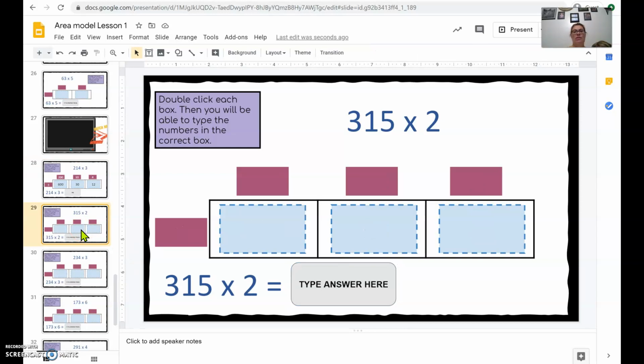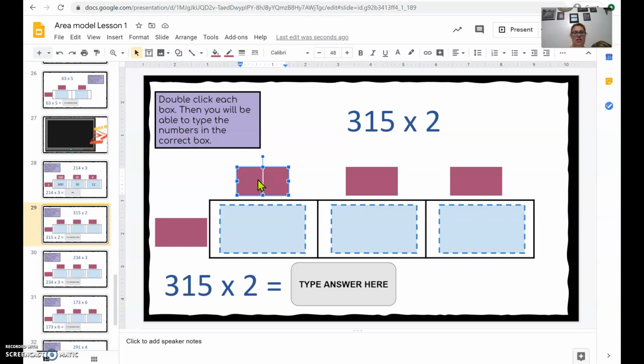Here we have 315 times 2. So I'm going to break up my 300 plus 10 plus 5 times 2. So always start with the smallest ones. Later it will be really useful if you start with the smaller ones because you'll see how it connects to the algorithm that we use in 5th grade really well, and that's probably the algorithm that you learned even in 3rd grade and 4th grade.